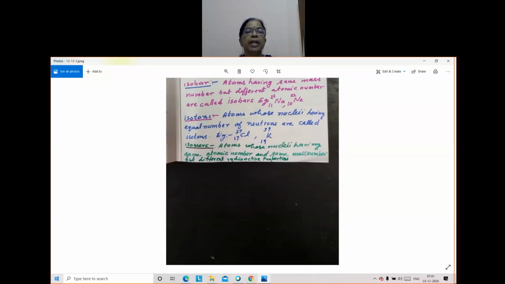Then isomer. Atoms whose nuclei have the same atomic number and same mass number but different radioactive properties. Isomer.